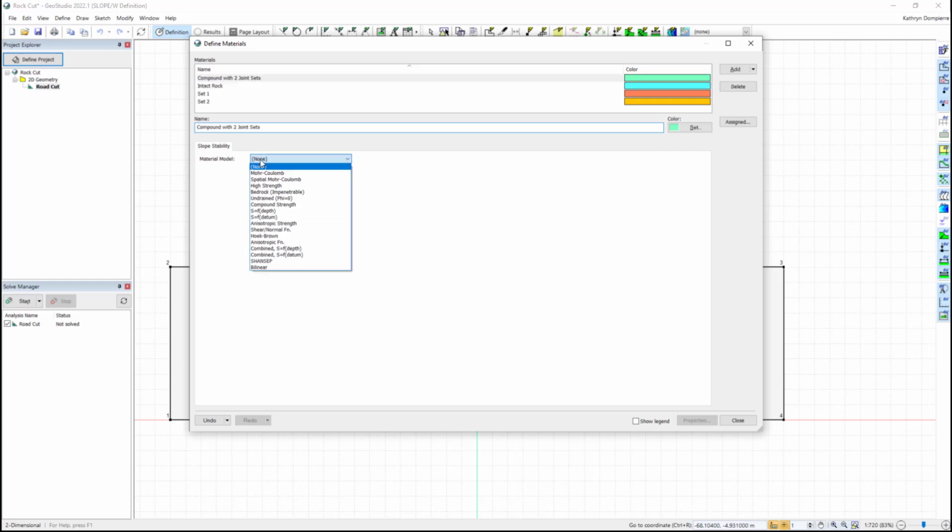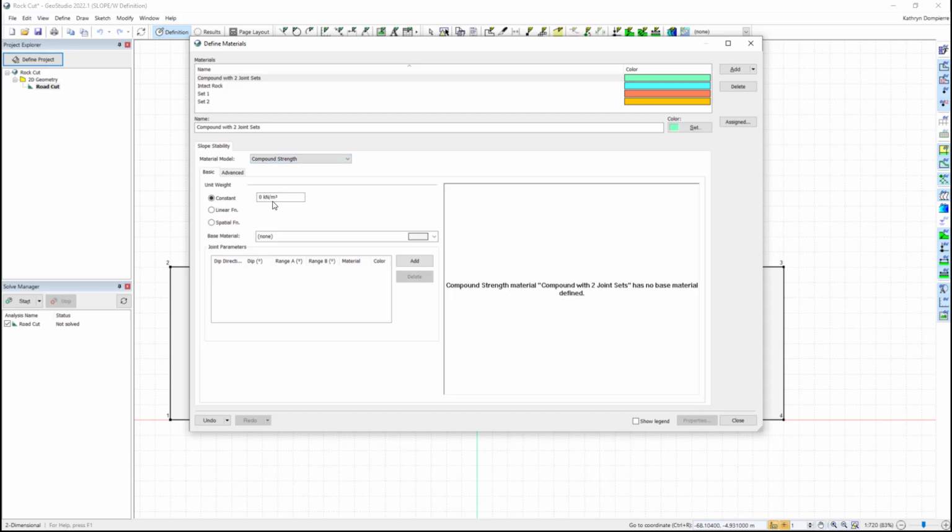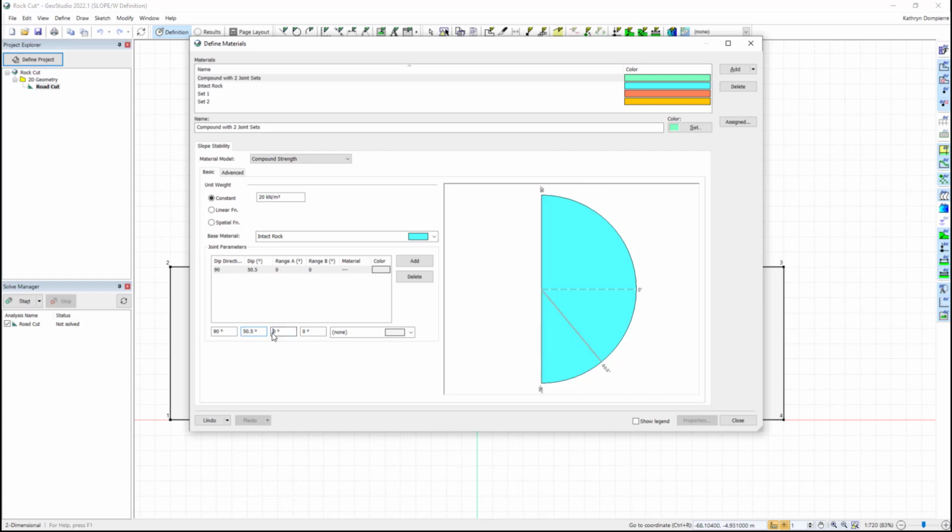This material will have a constant unit weight, which corresponds to the unit weight of the intact rock and joint sets. I will choose the intact material to represent the base material where the joints are absent. I will add the first joint set and define it following the project geologist's report. Its dip is 50.5 degrees, and it has a narrow band where only the joint resistance will be used. Thus, I will set range A to 1.5 degrees and range B to 7.5 degrees. Finally, I will select the set 1 material to be associated with this joint set.